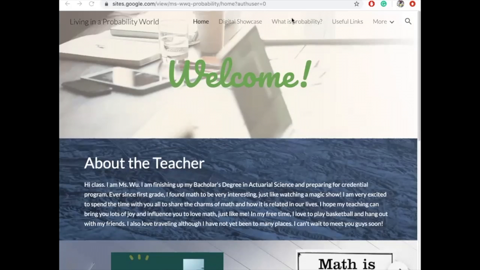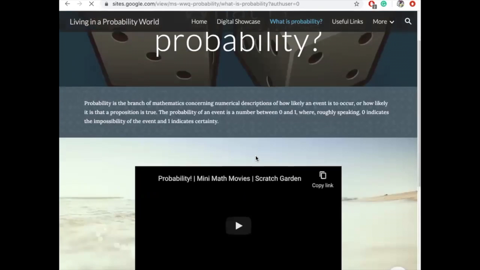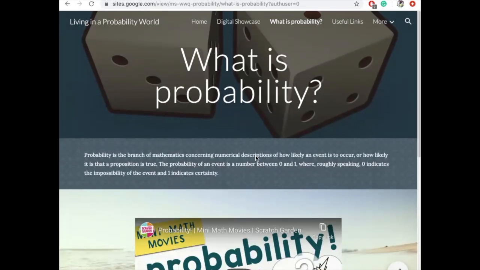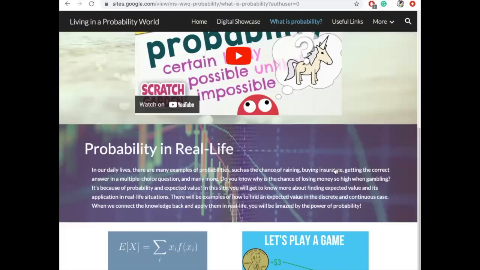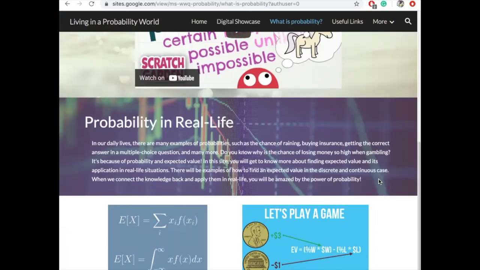And now let's jump to what is probability. In definition, probability is a branch of mathematics concerning numerical descriptions of how likely an event is to occur or how likely it is that a proposition is true. The probability of an event is a number between 0 and 1, where, roughly speaking, 0 indicates the impossibility of the event and 1 indicates certainty. I also added a video that provides you with better insights about different terms such as certain, likely, possible, unlikely, impossible, and so on.